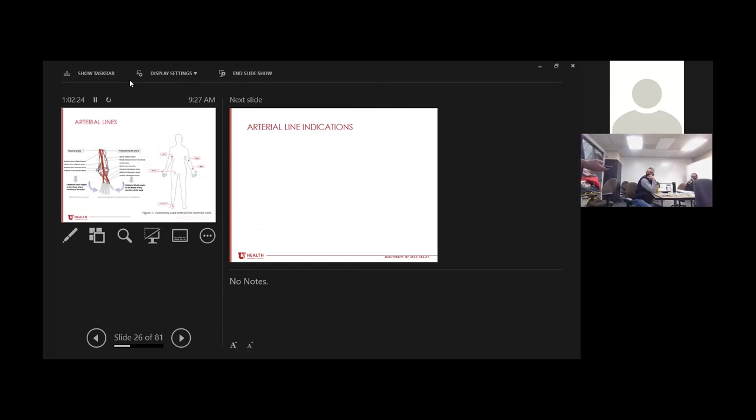That's our central line overview. I mean, it's an introduction, but the other thing you're gonna run across is arterial lines, and you're gonna see them very often en route.